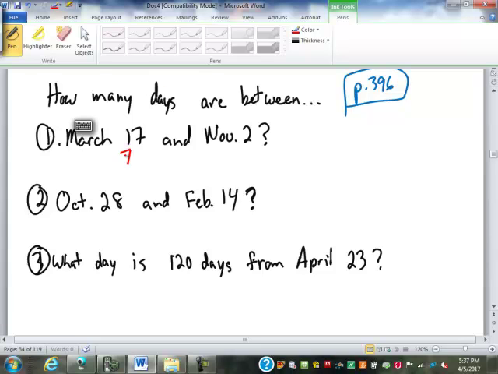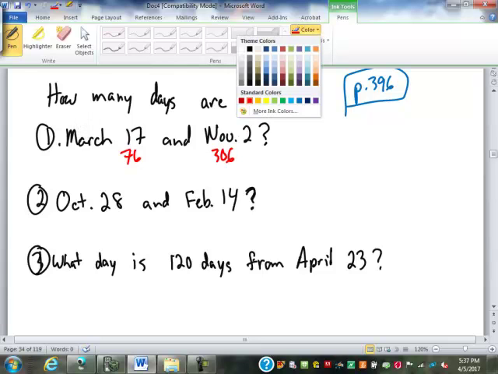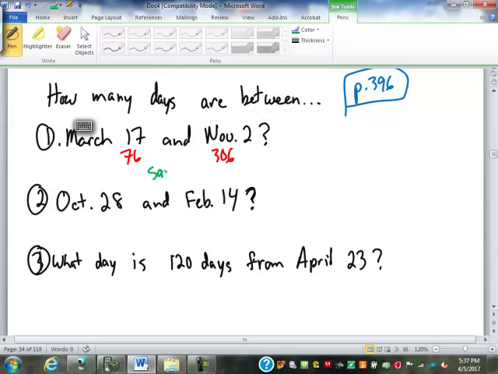76. 76, good. What day of the year is November 2nd? 306, good. Now, since these two are in the same year, which is important, we can just subtract. 306 minus 76 is 230 days. So there's 230 days between those dates.